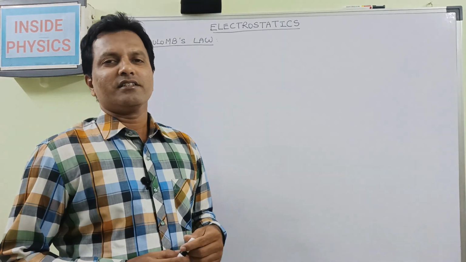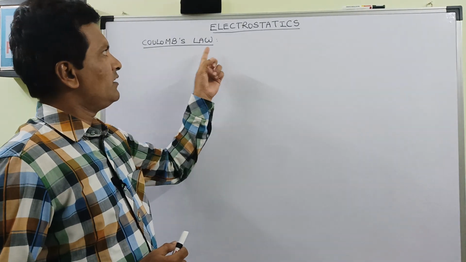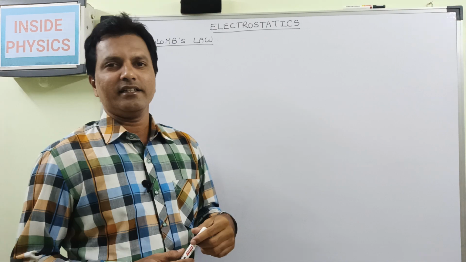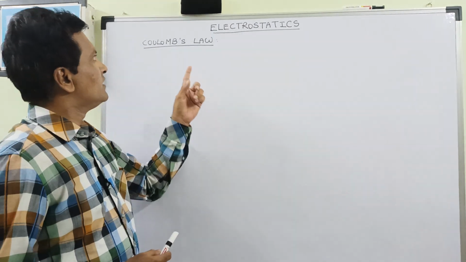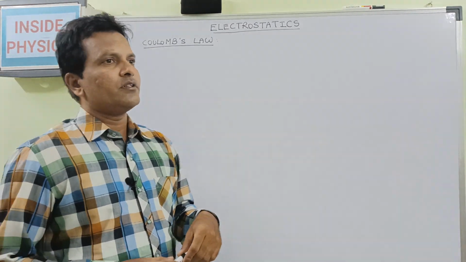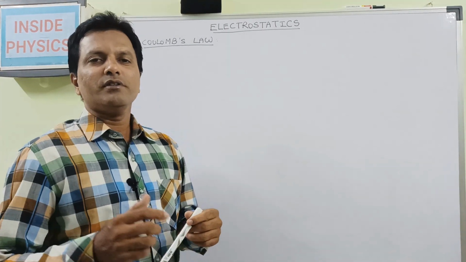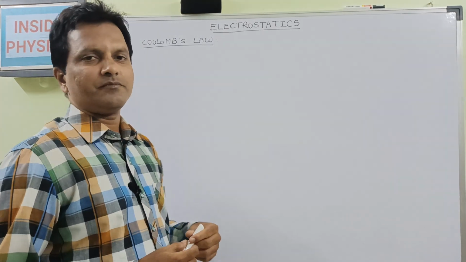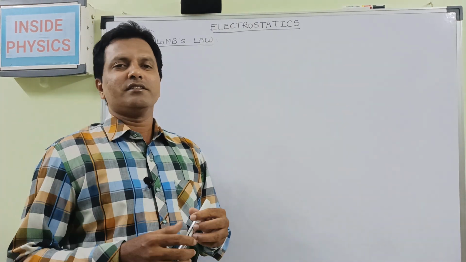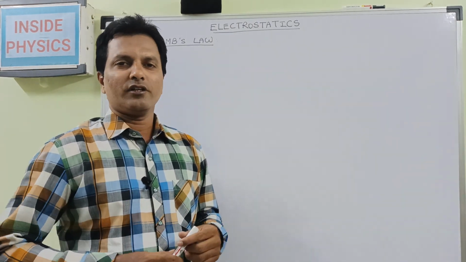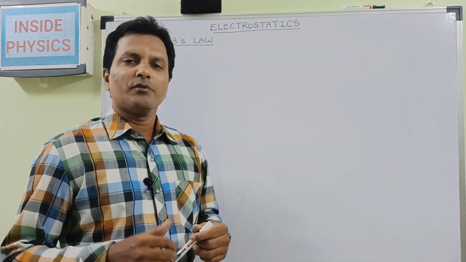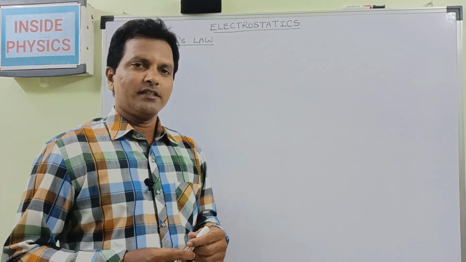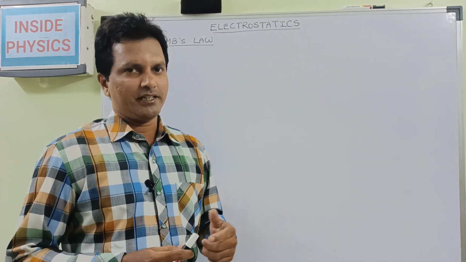Today we will discuss Coulomb's law in the electrostatics chapter. Before going to Coulomb's law, we will see what the law of conservation of charge is. Actually, what is a charge? It is a property of an object by which it produces or experiences electric and magnetic effects.